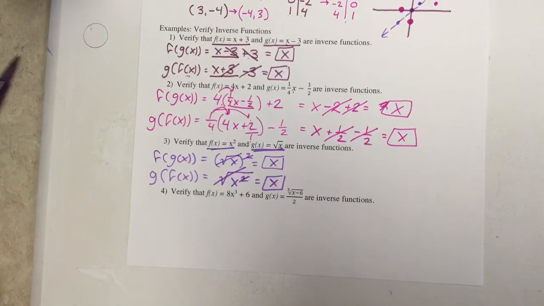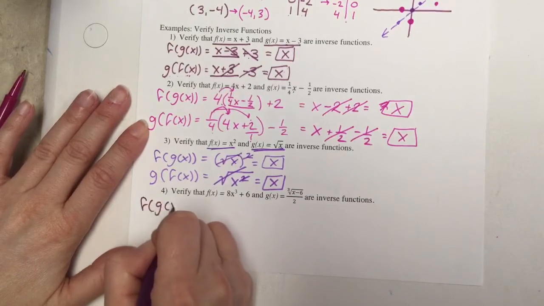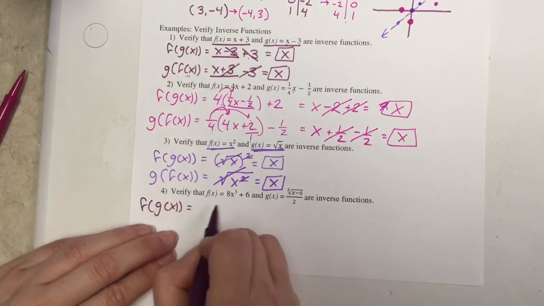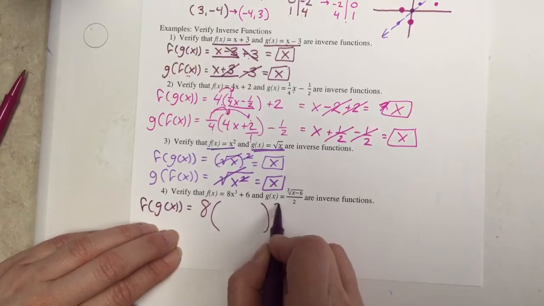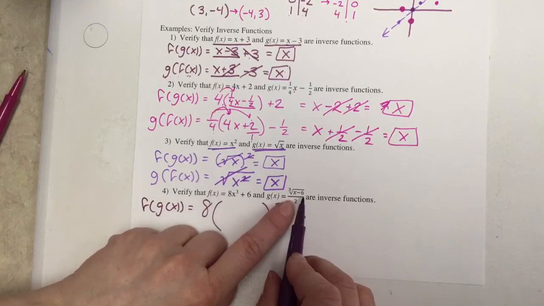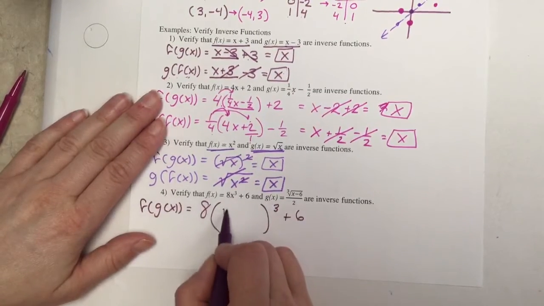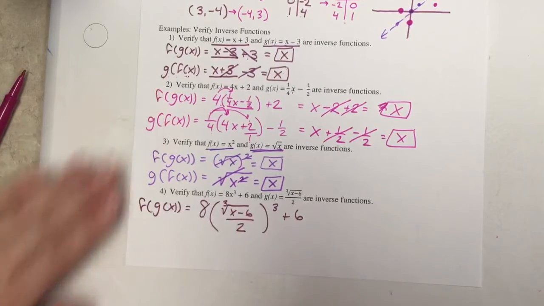Now this last one, this is kind of like a challenge question. This is as hard as it will get. Same idea, okay? We have f of g of x. So the first thing I'm going to do is I take the f function, it's 8. I know I have to fill in something for x. It's to the power 3 plus 6. What's going in for x is a cubic root of x minus 6 over 2.